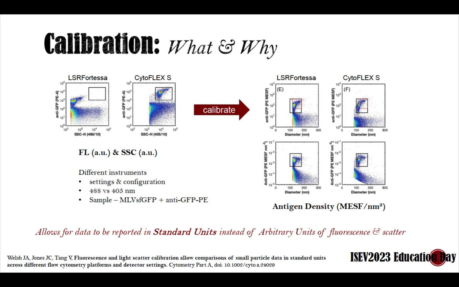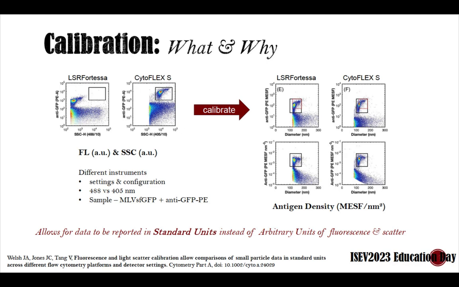It doesn't matter that these instruments have different wavelengths of scatter. When you run the same sample on 2 different instruments with 2 different settings, as long as you calibrate and report your data in standard units, you can actually overlay these plots and see comparatively what you're detecting. So this method allows for data to be reported in standard units instead of arbitrary units.